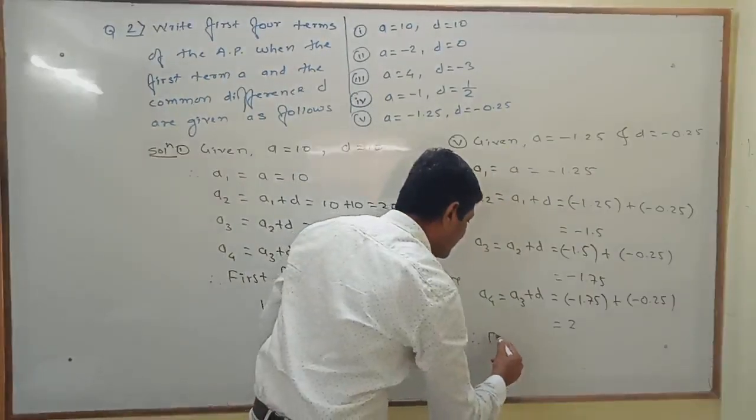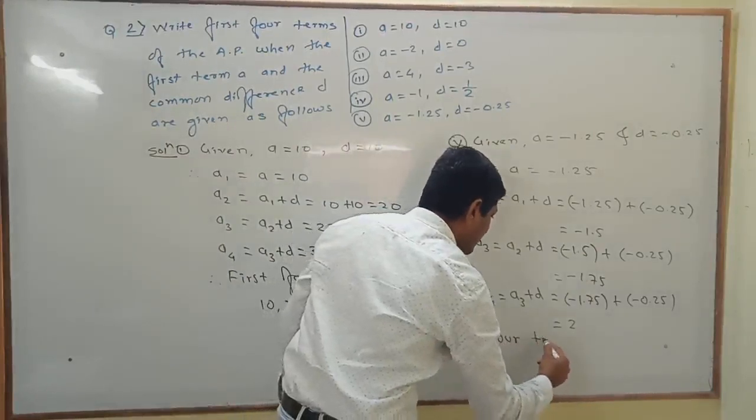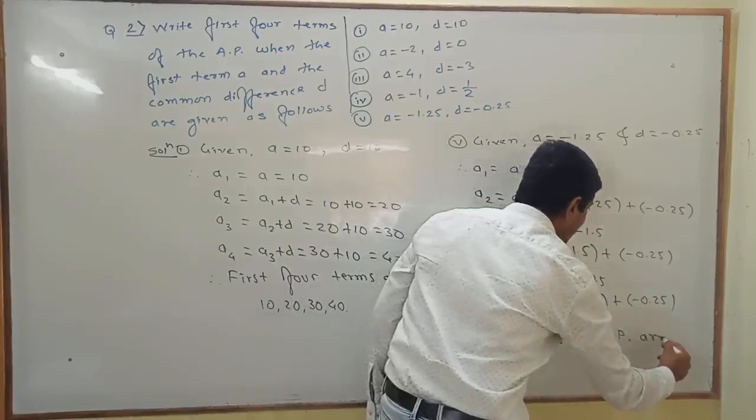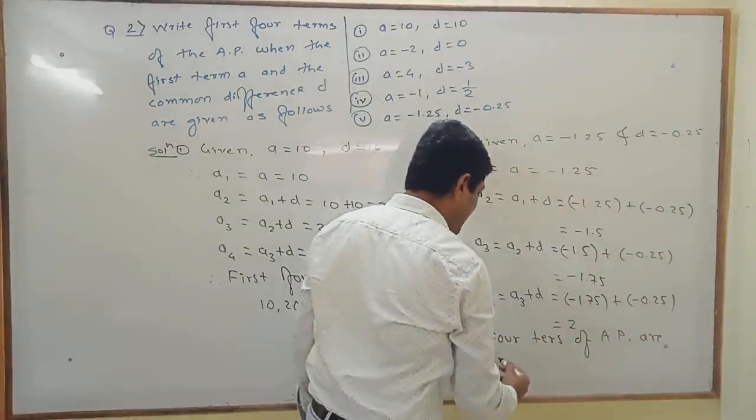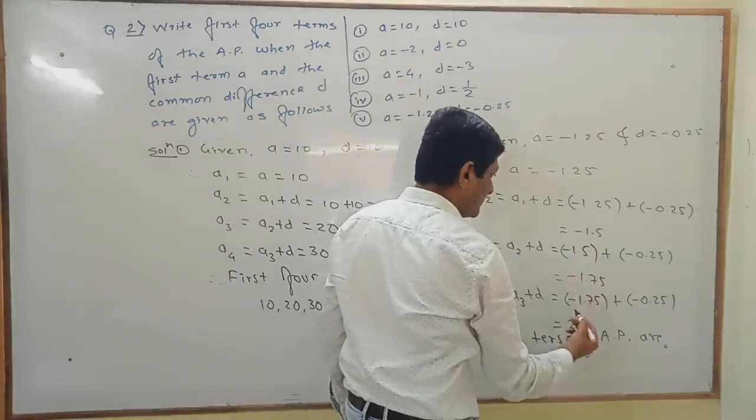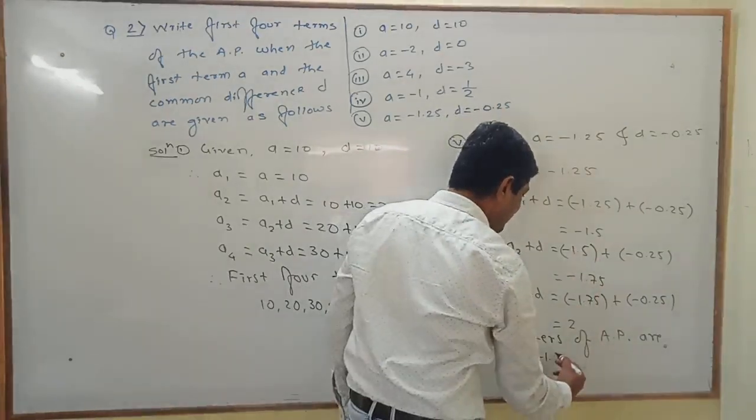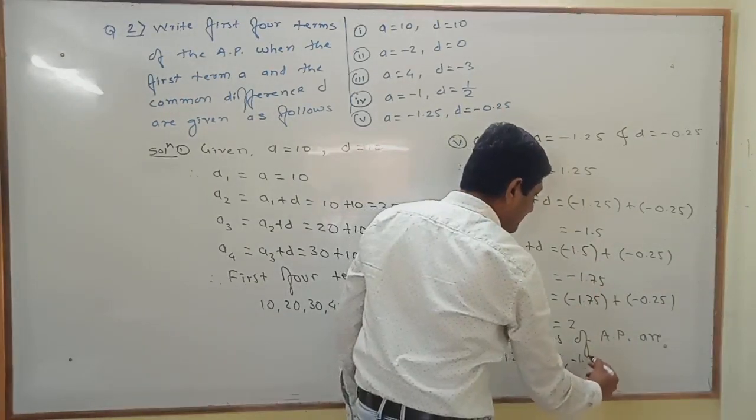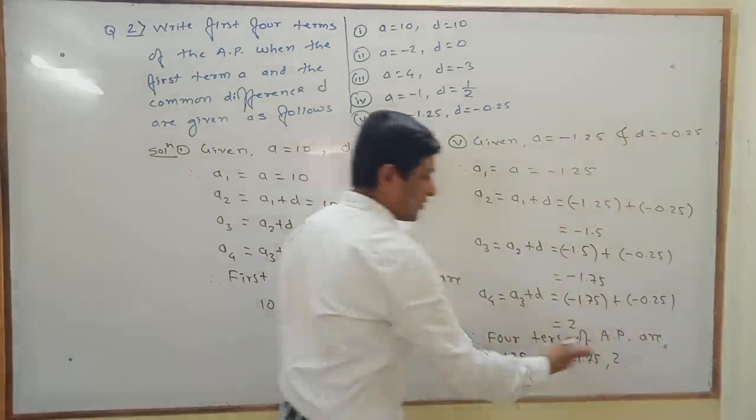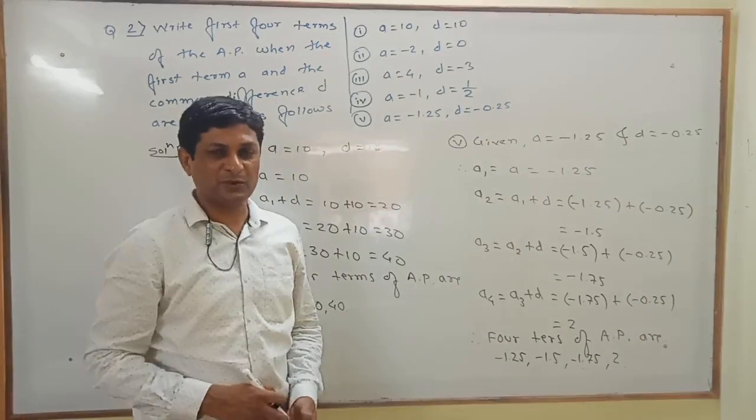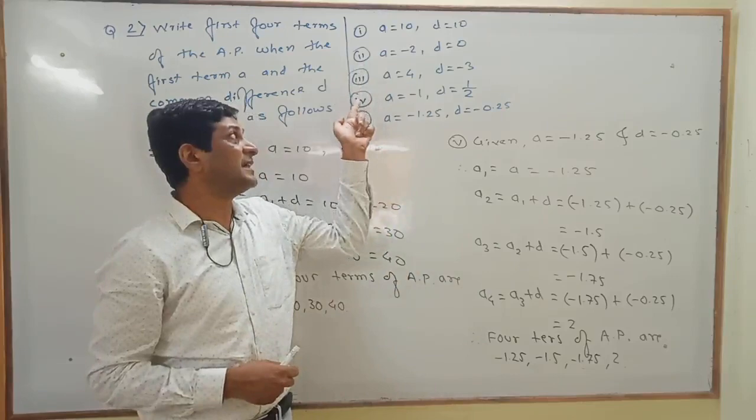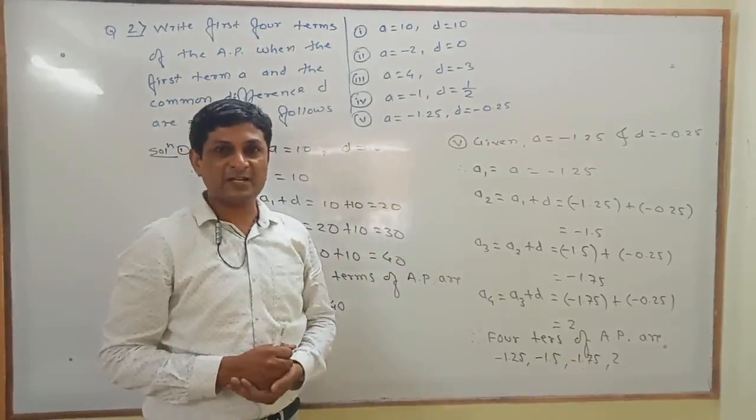So therefore the 4 terms of AP are, what is the first term? Minus 1.25. Second term is what? Minus 1.5. Third term is minus 1.75 and the last term is what? Minus 2. In this way, we have got the first four terms in this arithmetic progression. Since the examples are very simple, I will leave the second, third and fourth examples as practice for you.